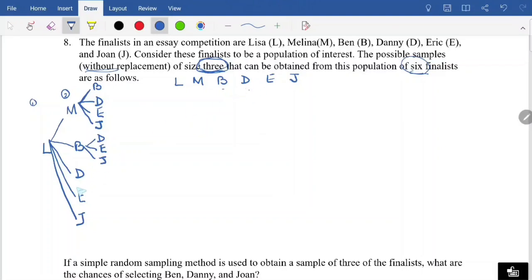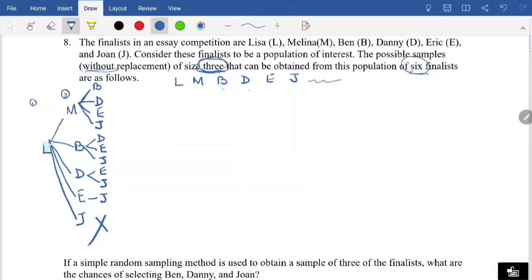From D, if D is drawn in the second round, then in the third round we can either get Eric or we can get Joan, correct? E and J. And then what comes after E? The only person remaining is J, and if J was drawn in the second round, then there's nothing else that comes after J, so J drops off. All right, so let's walk the tree now to pick up all the combinations.